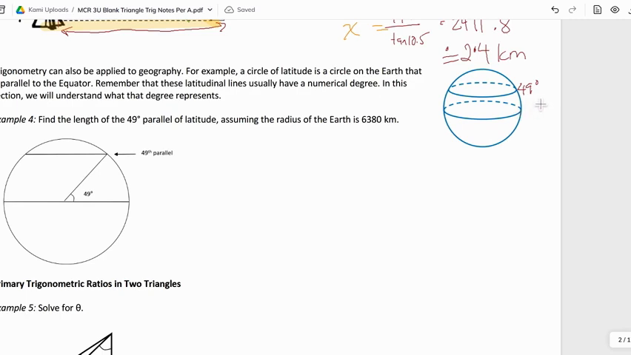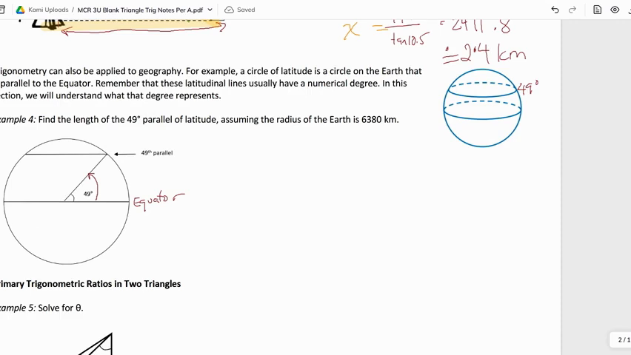Now, the way that we determine that it's the 49th parallel is we literally measure the angle of elevation from the equator. It's kind of cool. So this is the equator. And then the 49th parallel or the 49th longitude is 49 degrees up from the horizontal, and you draw a line until it hits the edge of Earth.